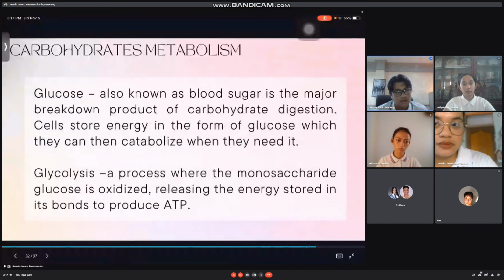Right. Next are glucose and glycolysis. Glucose, also known as blood sugar, is the major breakdown product of carbohydrate digestion. Cells store energy in the form of glucose, which they can catabolize when they need it. Glycolysis is a process where the monosaccharide glucose is oxidized, releasing the energy stored in its bonds to produce ATP. Next.